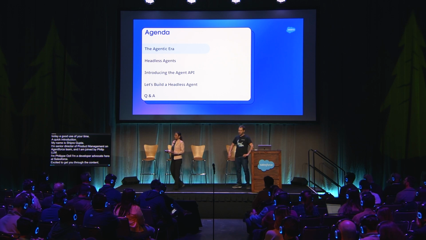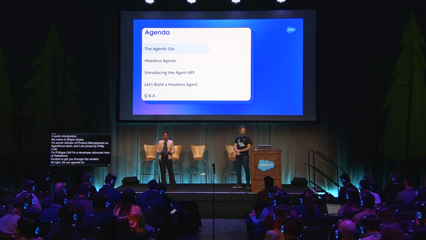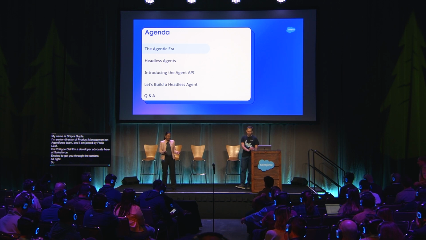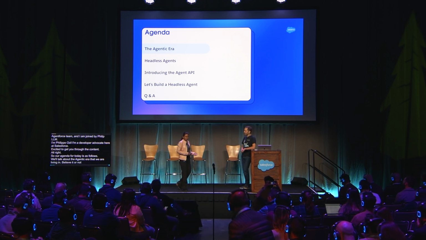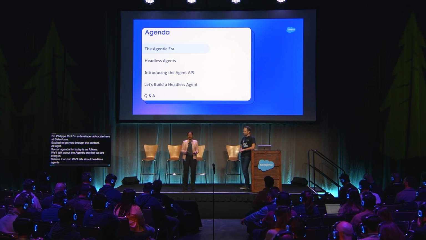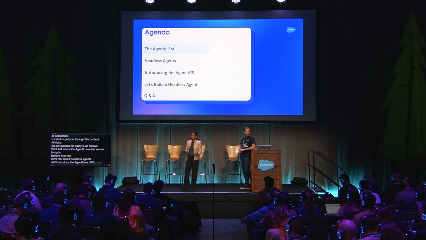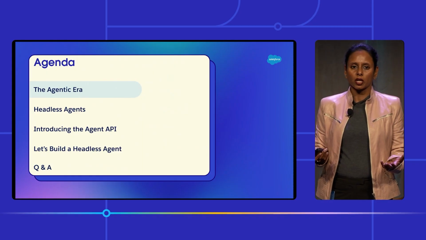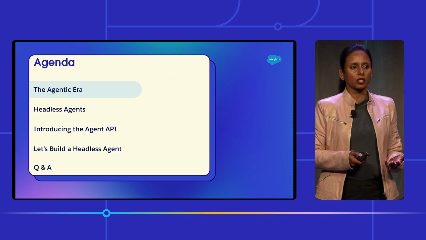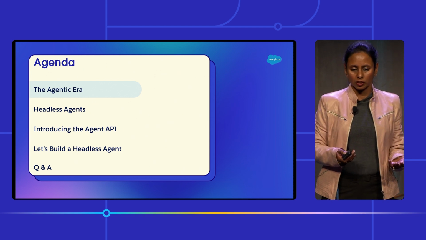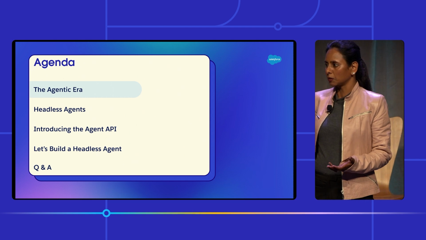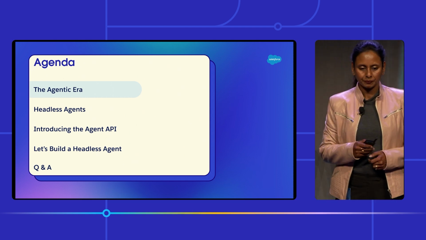All right, so our agenda for today is as follows. We'll talk about the agentic era that we are living in, believe it or not. We'll talk about headless agents. We'll introduce the Agentforce API to you, and then we'll show you some code, some configurations, so that when you leave our session today, you are equipped to start building your own headless agents. And then finally, we'll leave some time for Q&A at the end.